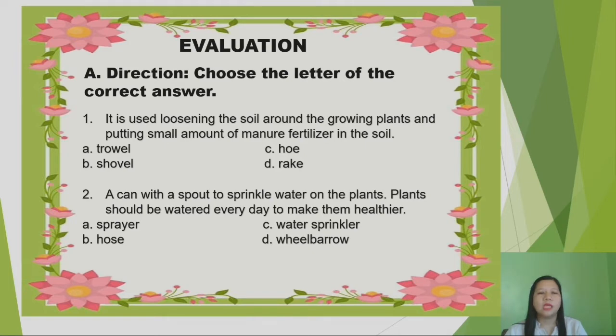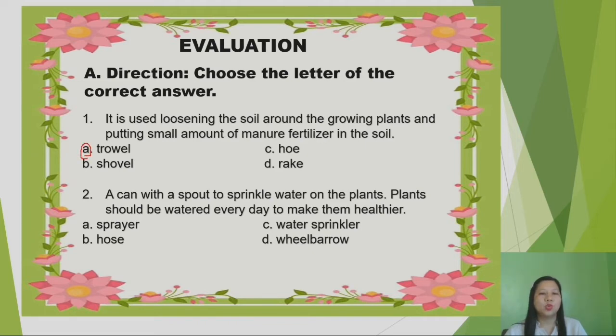Number 1. It is used loosening the soil around the growing plants and putting a small amount of manure fertilizer in the soil. A. Trowel. B. Shovel. C. Hoe. D. Rake. If your answer is letter A, you are correct.